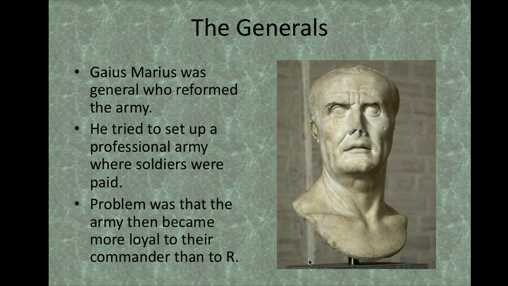Now, there were some generals who also tried to reform some things. Gaius Marius was a general who reformed the army. He tried to set up a professional army where soldiers were paid. Up until that point, it wasn't a year-long profession. You could just be called up. The problem was that the army then became more loyal to their commander than to Rome. If he's the guy who's paying you, and when you take over an area, he's the guy who decides who gets what, then you're going to really want to be on his good side.